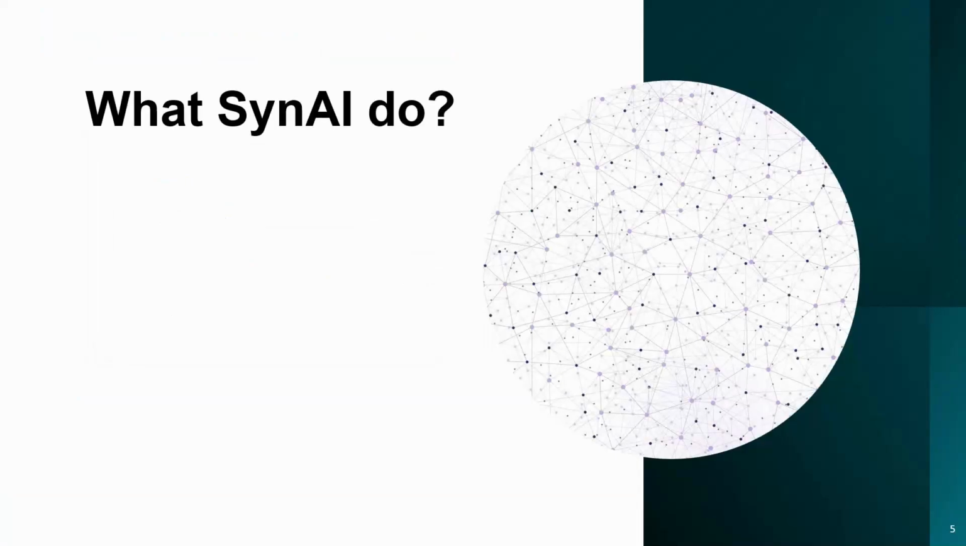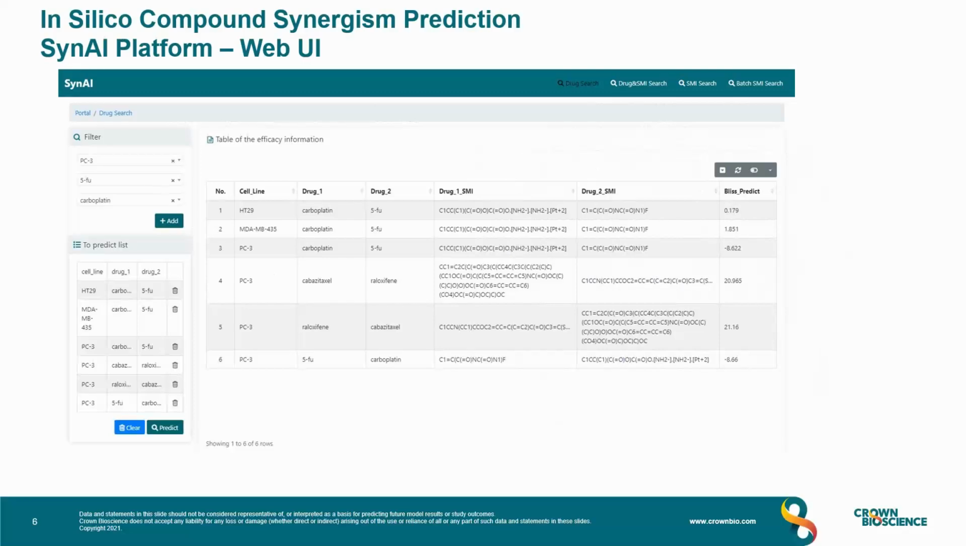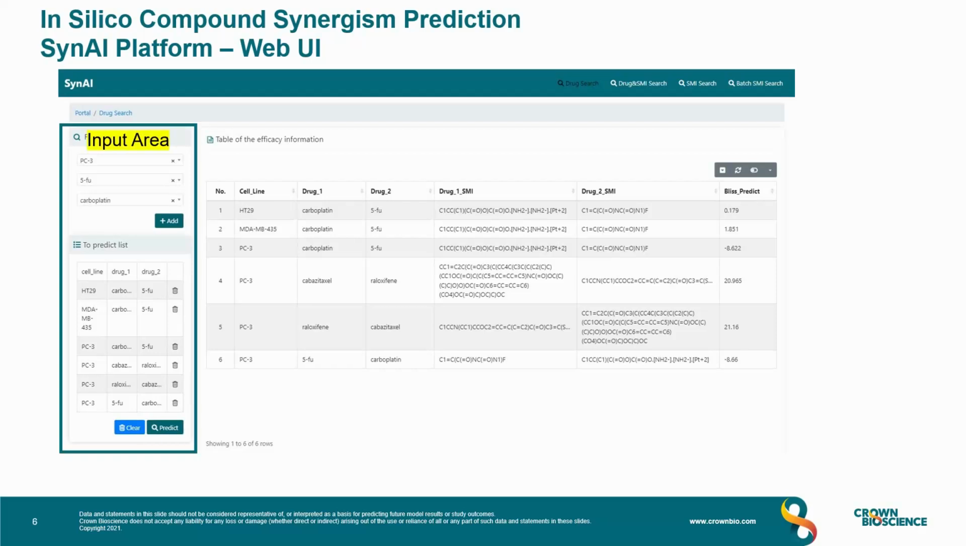Now, let's first look into the web interface of SynAI. The web interface of SynAI is designed to be self-explanatory and intuitive. Actually, it's very straightforward, and it allows me to walk you through the platform. On the left-hand side, we have a very neat input area where the cell lines and the drugs can be selected, or of course, customized drugs can be input using SMILES sequences. And more than one prediction can be performed simultaneously. The user only needs to add multiple entries for the designated combinations. Even with the same combination of drugs, you may choose 10 or 20 different cell lines for the predictions.